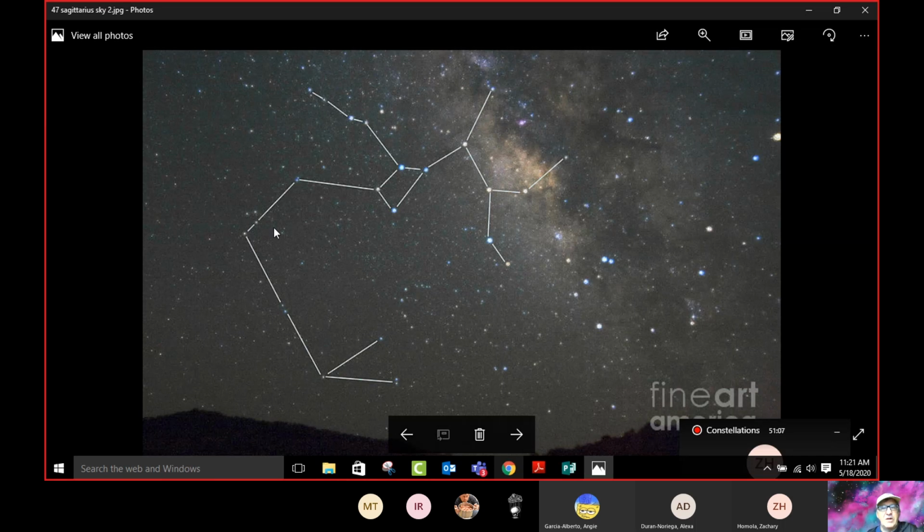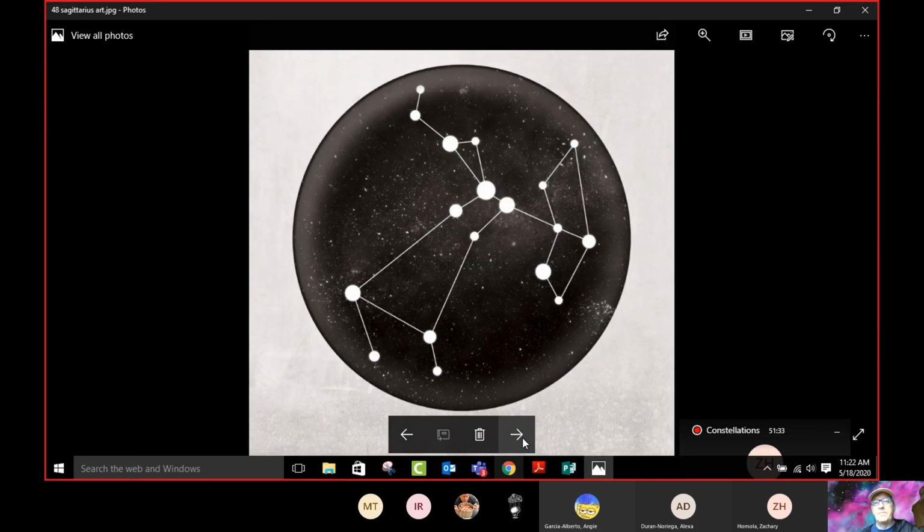So here's more of the constellation, right? But can you make out the teapot right here? Here's the spout. Here's the lid. Here's the handle. Right? So this is Sagittarius. Here's the center of the Milky Way, the very core of our galaxy. We think there's a supermassive black hole in there. We think that every galaxy has a supermassive black hole at its core.